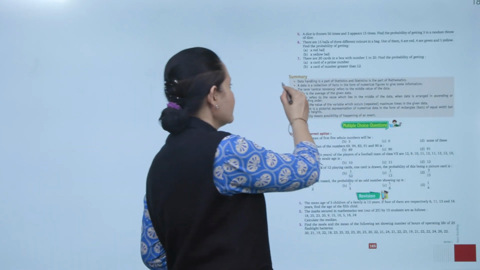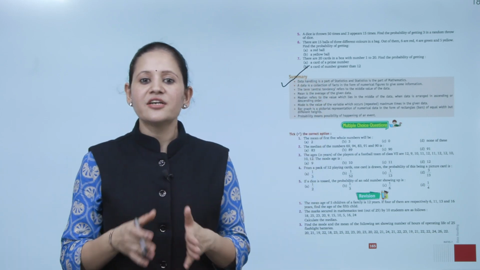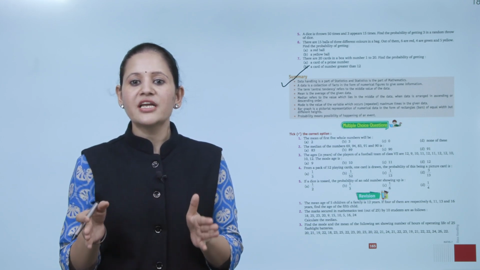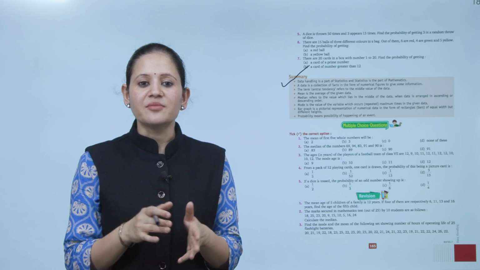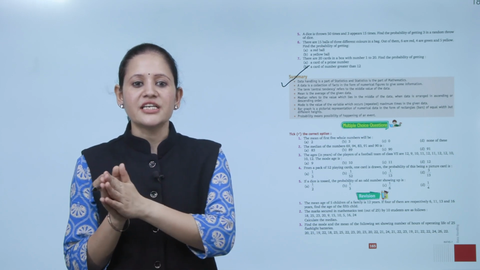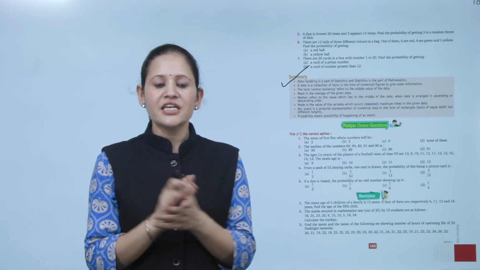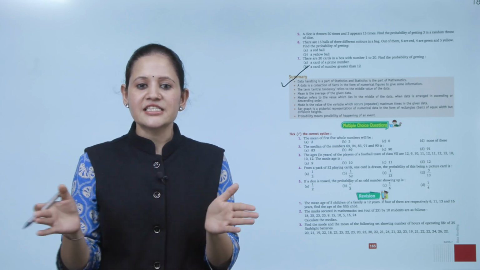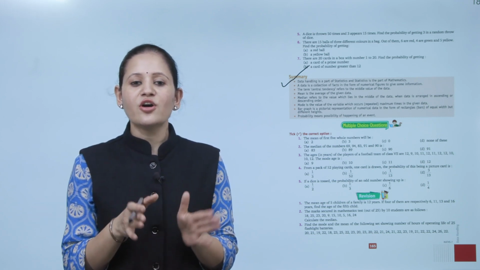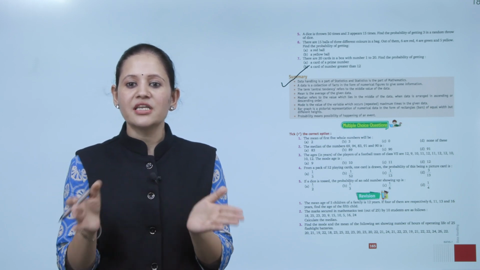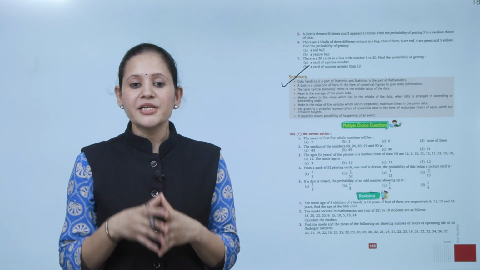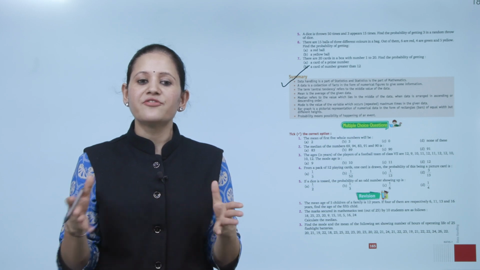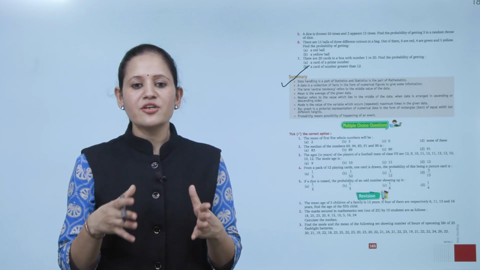Next, summary. Data handling is a part of statistics and statistics is a part of mathematics. Data is the collection of facts in the form of numerical figures that give some information. The term central tendency refers to the middle value of the data. Mean is the average of the given data. Median refers to the value which lies in the middle of the data when data is arranged in ascending or descending order. Mode is the value of the variable which occurs the maximum number of times in the given data. A bar graph is the pictorial representation of numerical data in the form of rectangles of equal width but different heights. Probability means the possibility of an event happening.